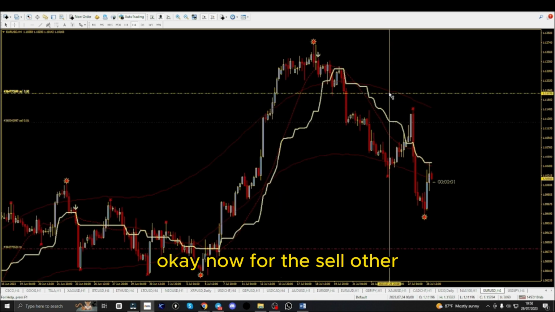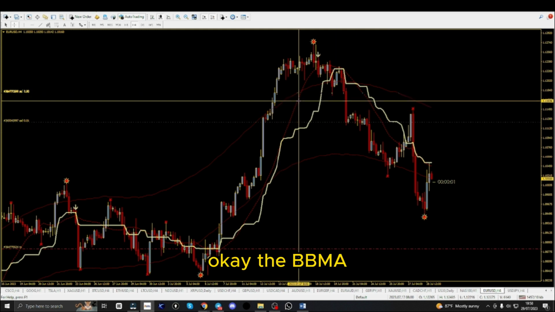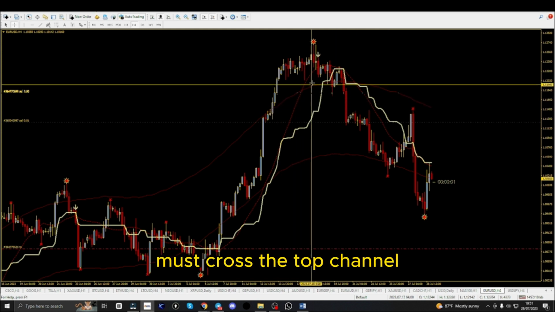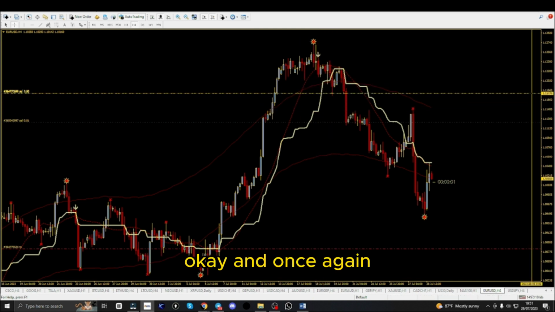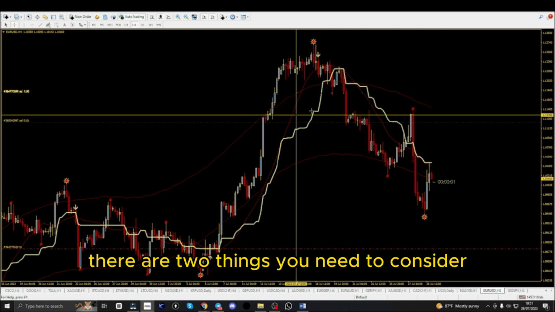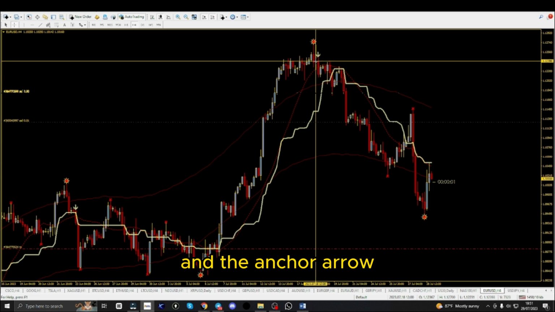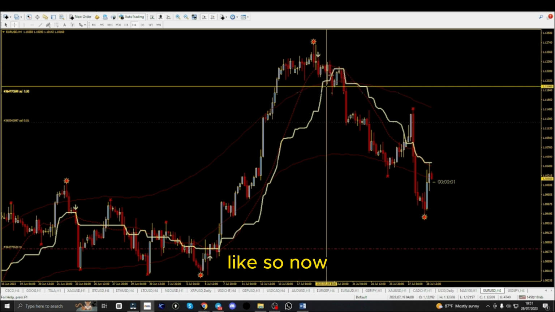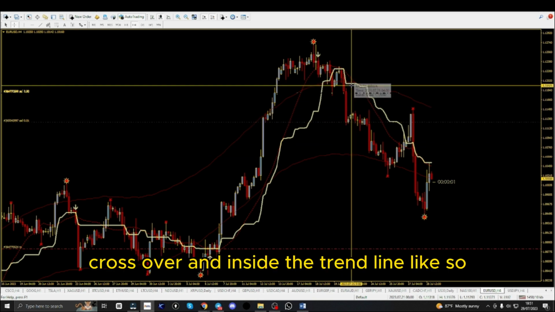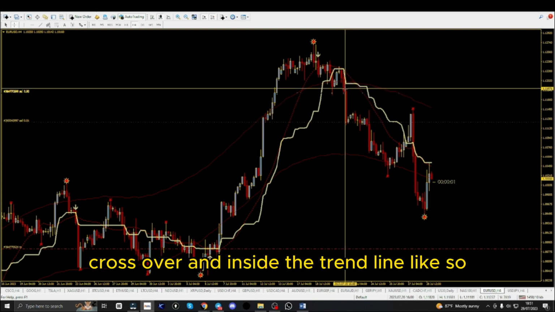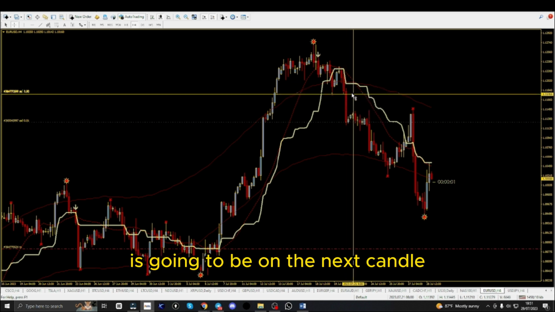Now for the sell order, it's the same way as the buy order but just the opposite. The BBMA, the dotted red line, must cross the top channel and be followed by the super trend line, the yellow line here. Once again, before placing an order, there are 2 things you need to consider. First, the 200 arrow and the anchor arrow need to be present like so. Now if they are there, you need to wait until the bearish candle crosses over and inside the trend line like so. See, cross, and your entry is going to be on the next candle.